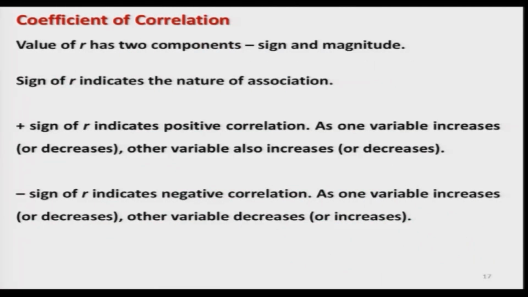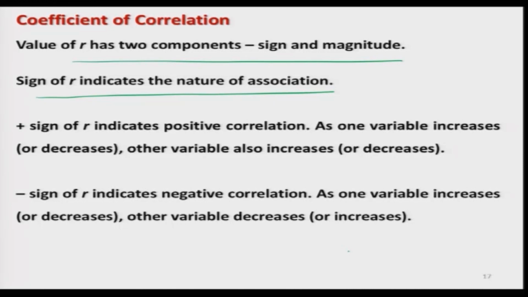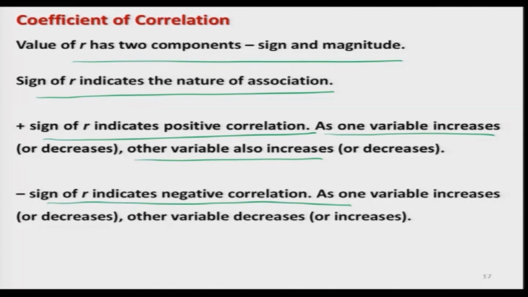Right. So, now you can see here that the value of r has two components, sign and magnitude. The sign of the correlation coefficient indicates the nature of association. The plus sign of r indicates the positive correlation, that is, as one variable increases or decreases, the other variable also increases or decreases. And the minus sign of r indicates the negative correlation. That means as one variable increases or decreases, the other variable decreases or increases, just the opposite.